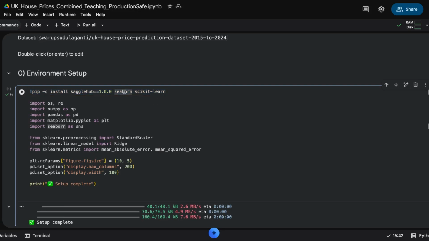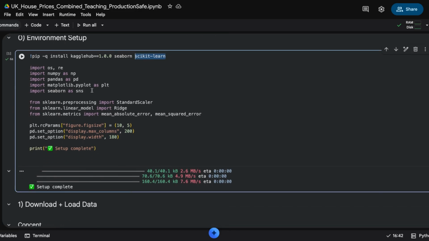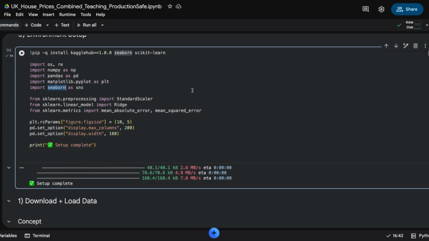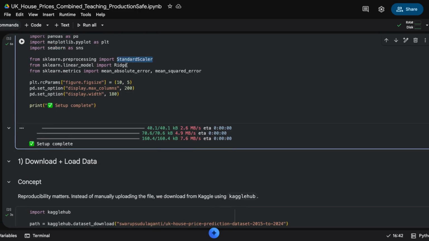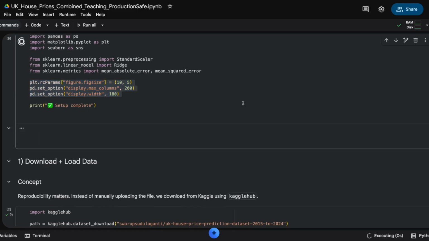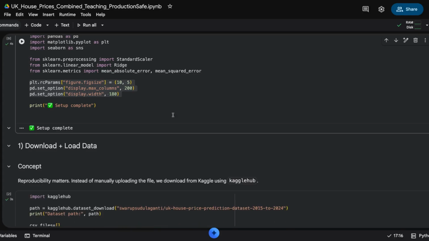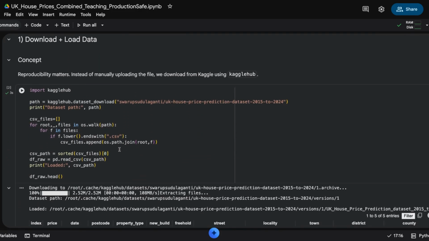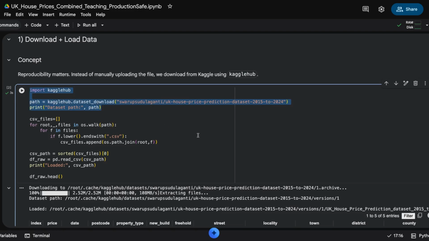Let's do the environment setup first. We will install the required libraries, Seaborn for statistical visualizations, scikit-learn for pre-processing and modeling. We will also import everything that we need later: NumPy and Pandas for data manipulation, Matplotlib and Seaborn for plotting, Standard Scaler for feature scaling, Ridge for regularized regression. We also configure plotting and display settings for clean output. Let's now execute the code block. When you see Setup Complete, you know your environment is ready.